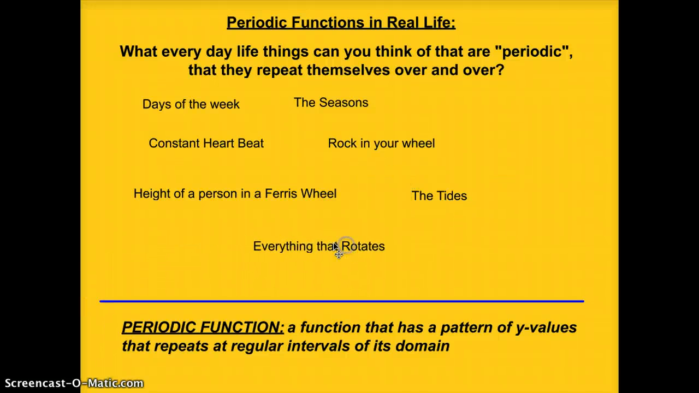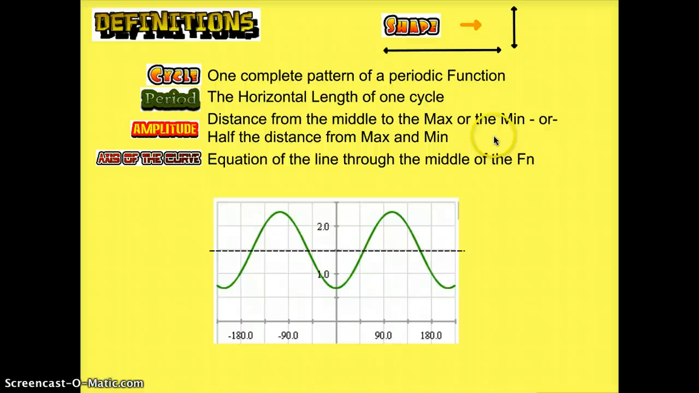Basically everything that rotates will have some sort of periodic function because it will be repeating itself over and over. So a periodic function is a function that has a pattern of y values that repeats at regular intervals of its domain, because domain was all the x's, correct? Some definitions here.